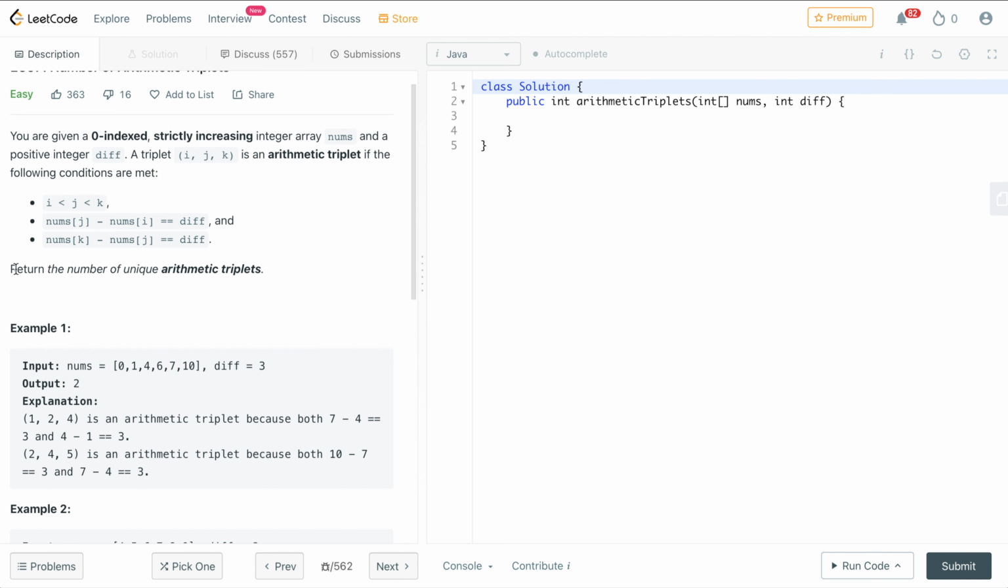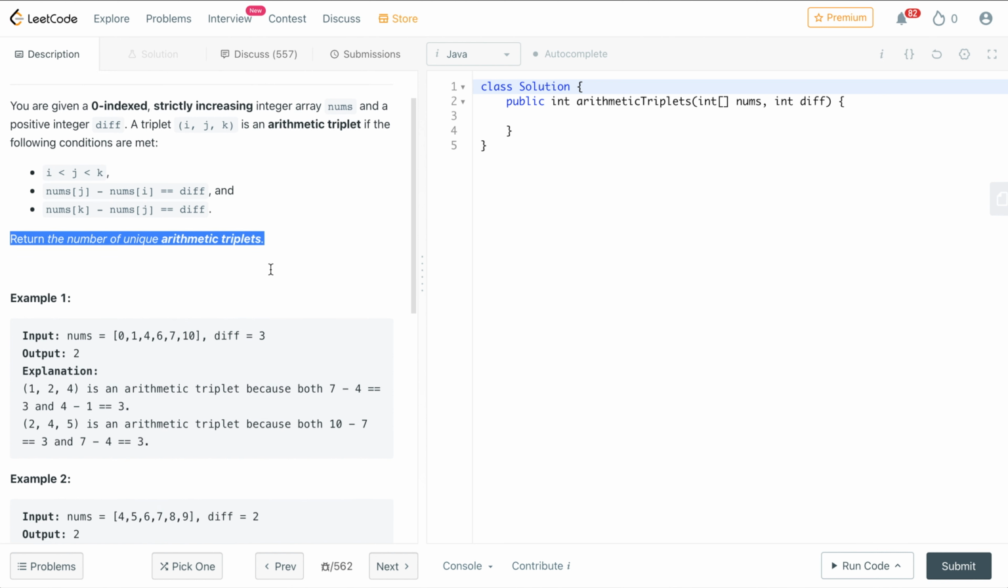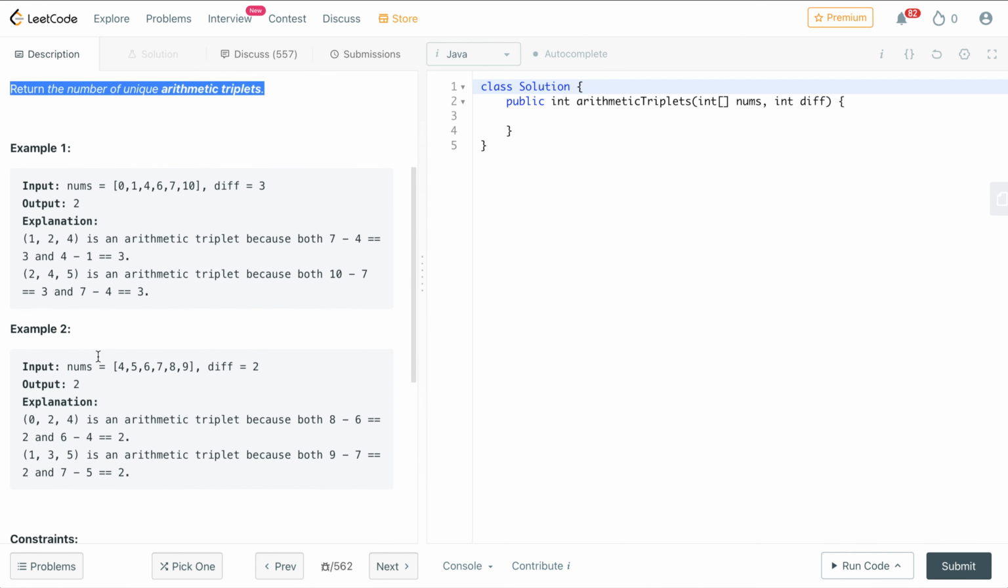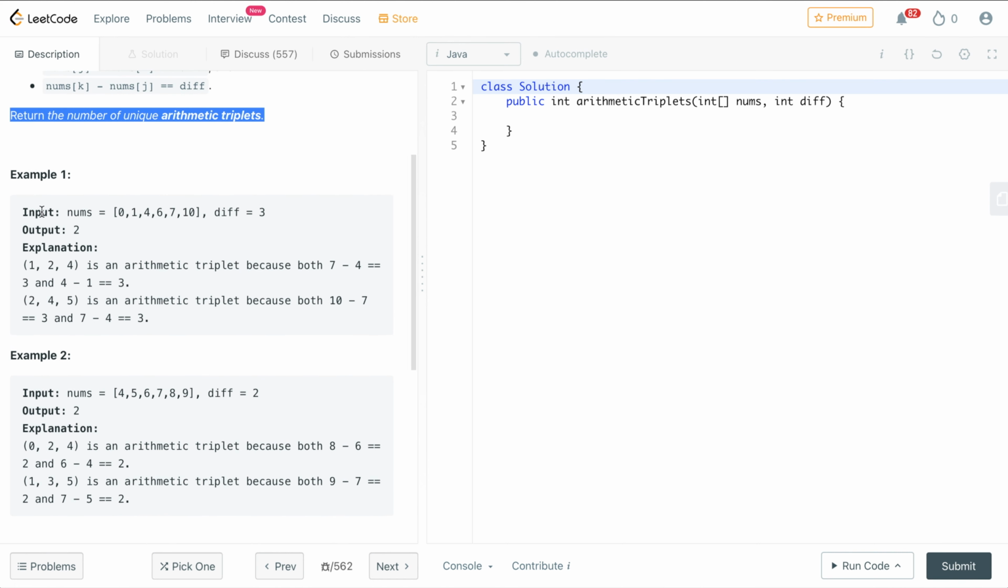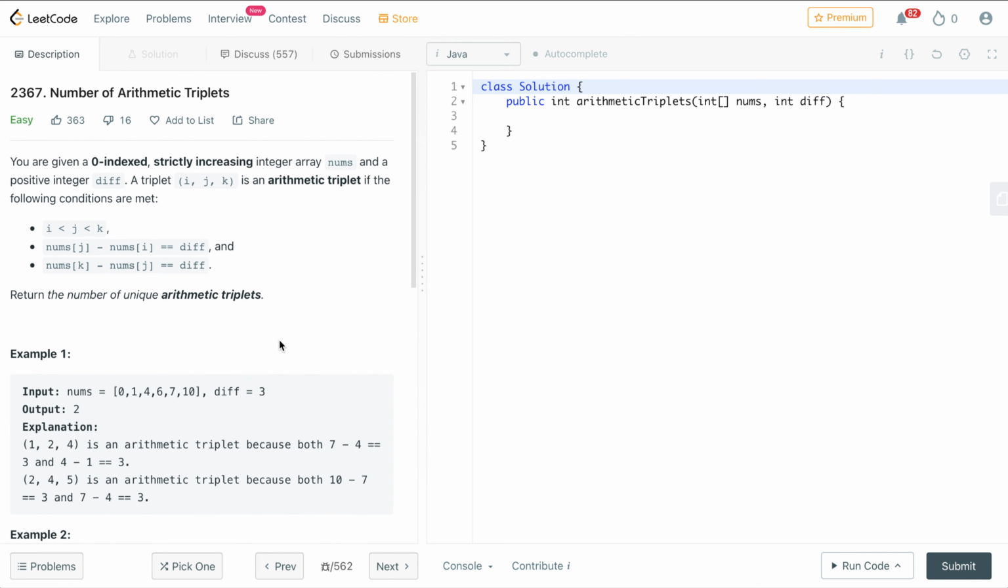So the goal here is to return the number of unique arithmetic triplets in our array, and we have this example right here. I'm thinking let's grab this example and take it over to the iPad where we can dissect it and go from there.